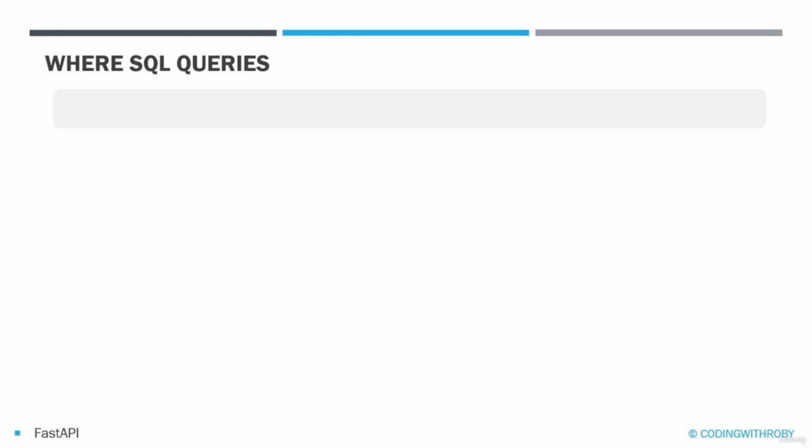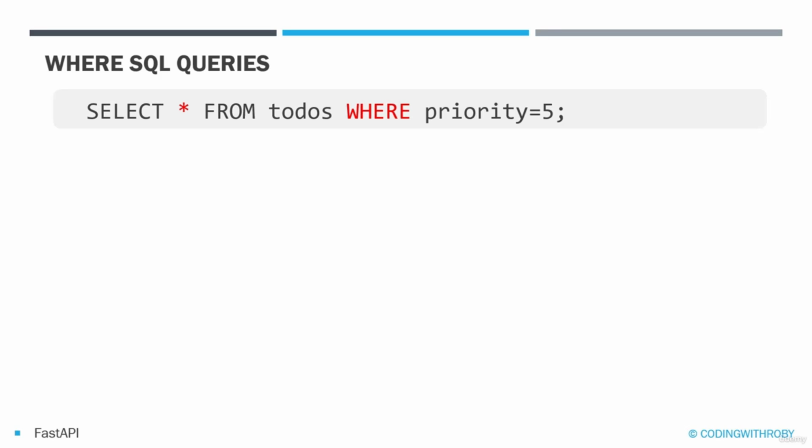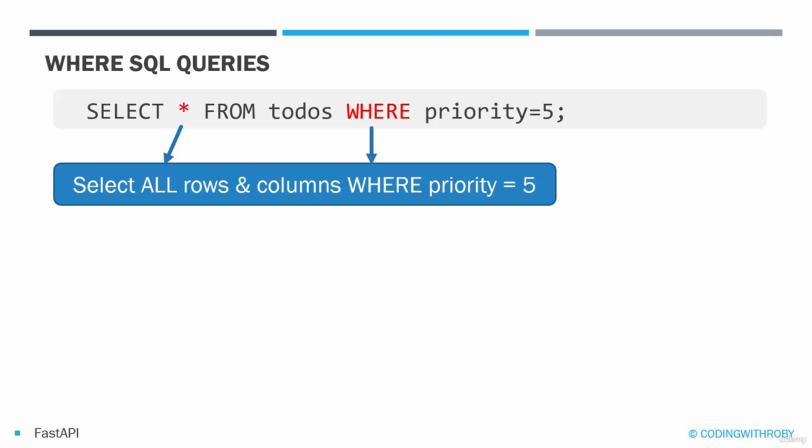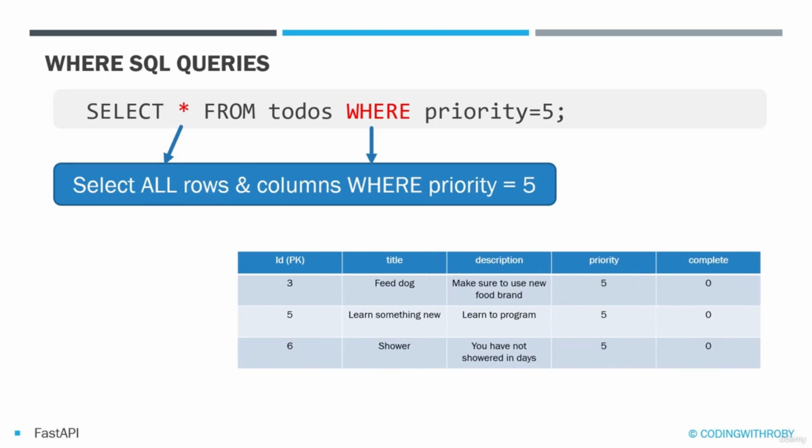Okay, remember when we wrote select asterisk from to-dos and we returned all rows and columns from the table to-dos? This time we will be writing the same thing. However, we'll be adding a where clause where the priority of the record must be equal to 5. This means we are selecting all rows and columns where a priority is equal to 5. Therefore, when we run the SQL statement, we will get only 3 of our 6 records returned. This is because only 3 of the records have a priority of 5. But we will be getting all columns of each of these records.